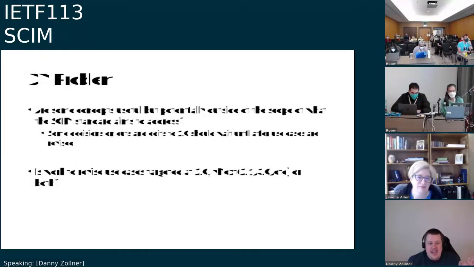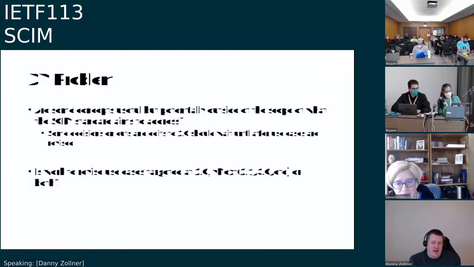It's a very short slide. The title of it is XY problem, and I have a bullet that says, "Are some concepts useful but potentially outside the scope of what the SCIM standard aims to address?" With a sub-bullet that says, "Some decisions on cuts and edits to 2.0 should wait until after use cases are revised." And then there's a question that came up when Pam and Elliot were speaking as well, which is: is the work to revise use cases targeted at 2.0, at the vNext of 2.1, 3.0, whichever, or both?